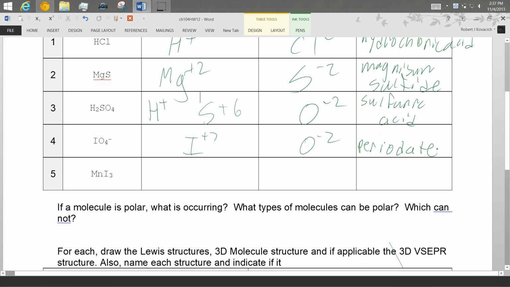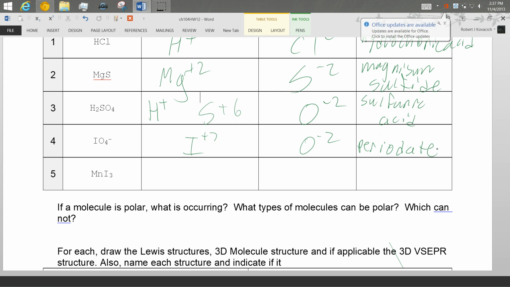Periodate? Are we okay with that? Iodate is IO3 negative. Add one more oxygen and I call it periodate.